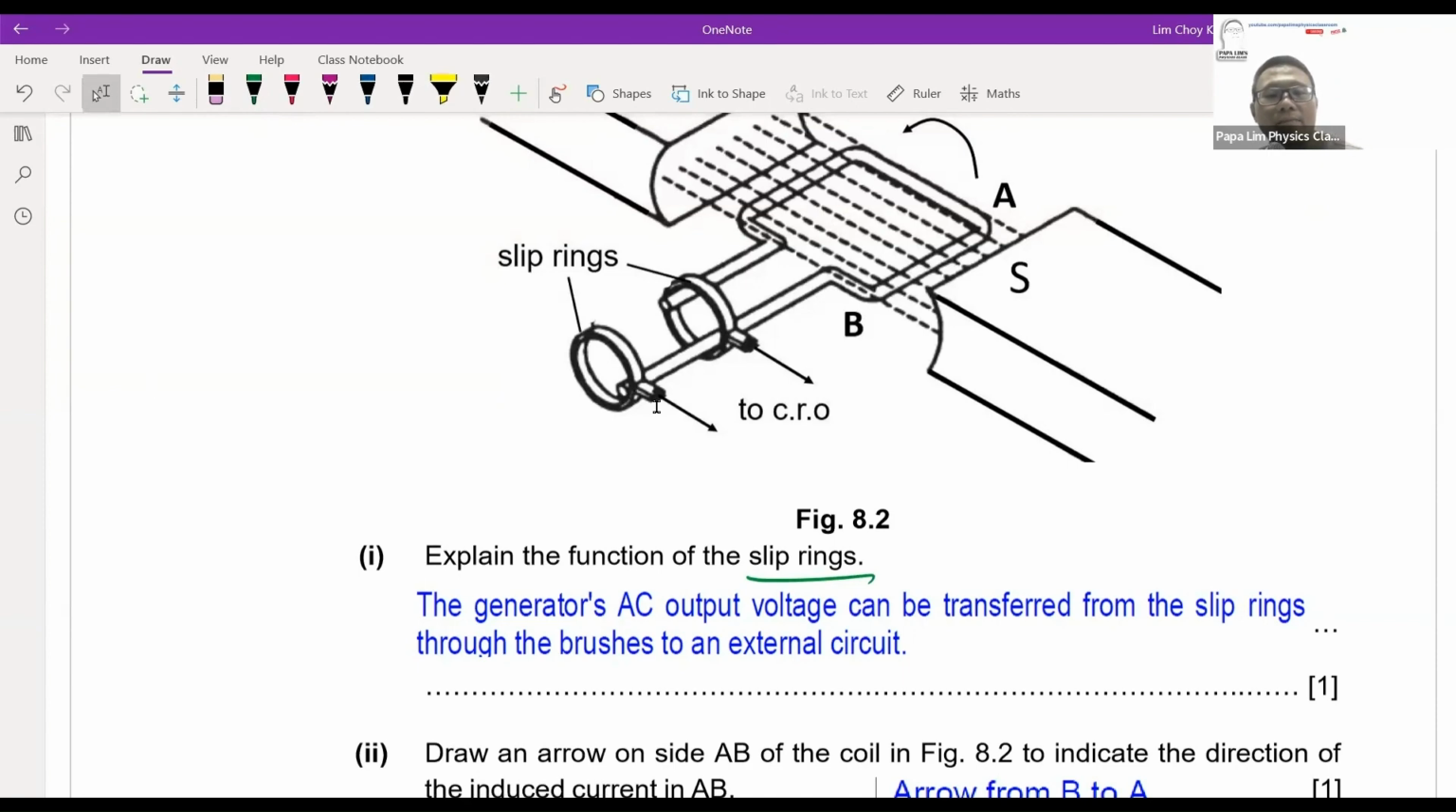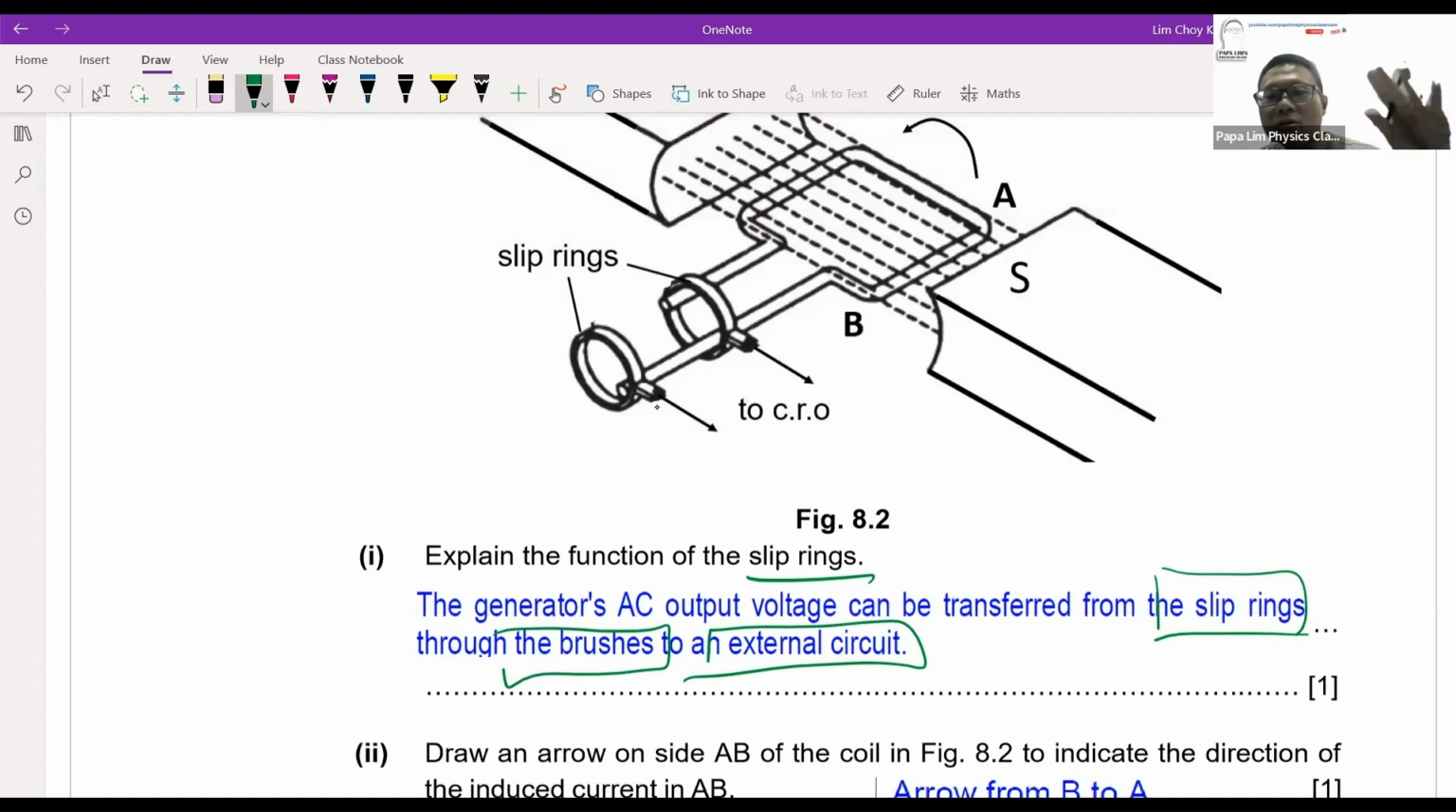Therefore, for the slip ring, it transfers the current generated in the coil to the external circuit: the current can be transferred from the ring to the external brush and on to the external circuits. So your slip ring is like a pathway, a gateway to connect the internal circuit, which is the coil, to the external circuit, which is the load.